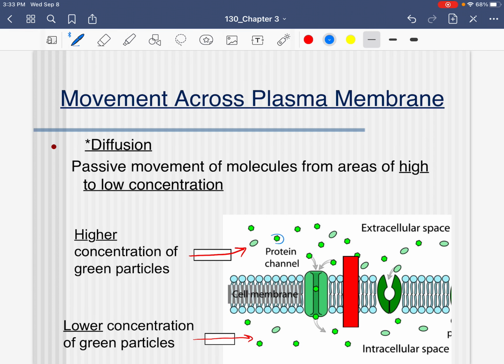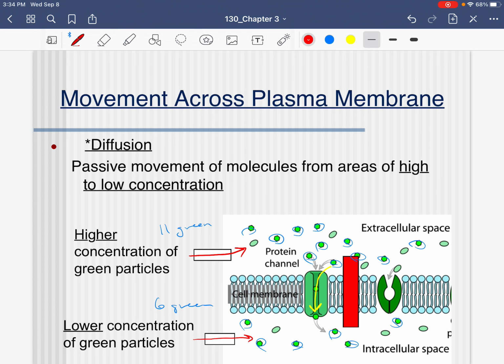Same thing here. So for example, here we have a lot of green particles. 1, 2, 3, 4, 5, 6, 7, 8, 9, 10, 11. So we have 11 green particles on this side of the membrane. Here we only have 1, 2, 3, 4, 5, 6. Here we only have 6 green. So guess what? If we have a semi-permeable membrane, which we do, we're able to diffuse from areas of high concentration to areas of low concentration.